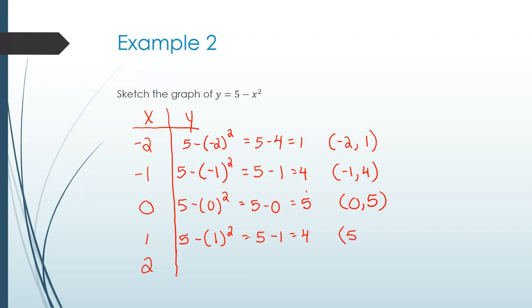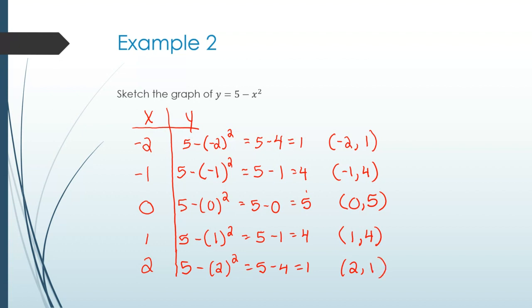So now my x value is 1. 1, 4. And then this is a lesson of slowing down. Everybody needs to slow down sometimes. My x value is 2. 2 squared is 4, so that's 5 minus 4, which is equal to 1. And then that is 2, 1.